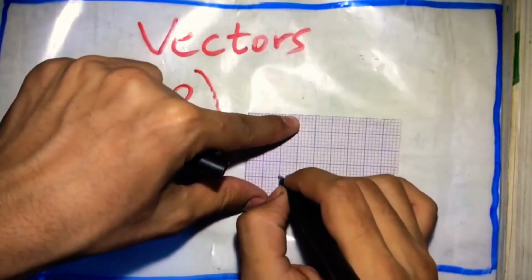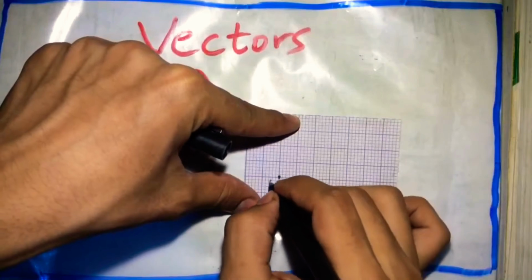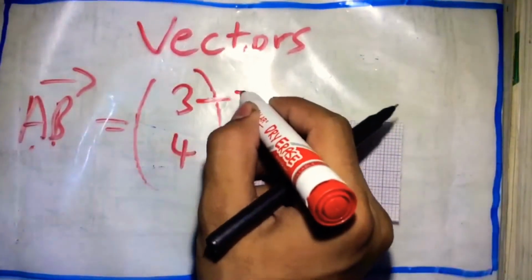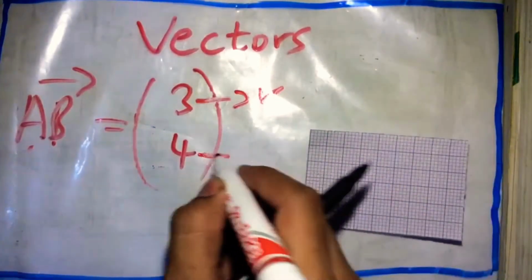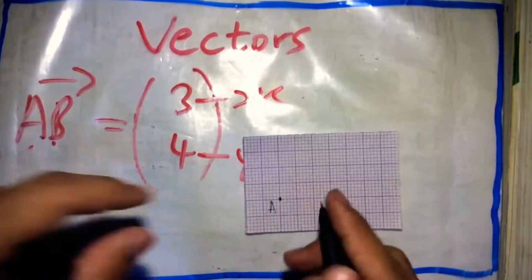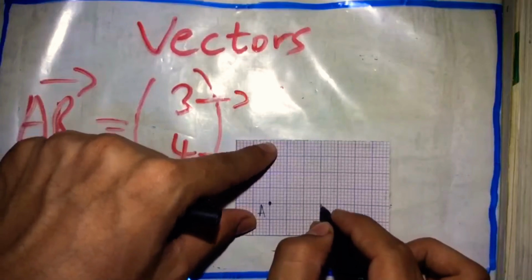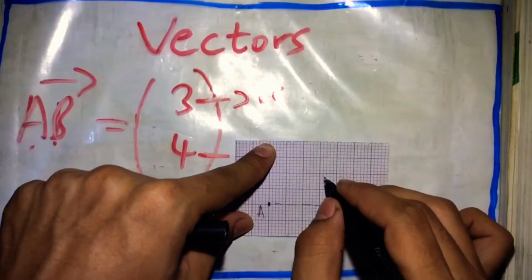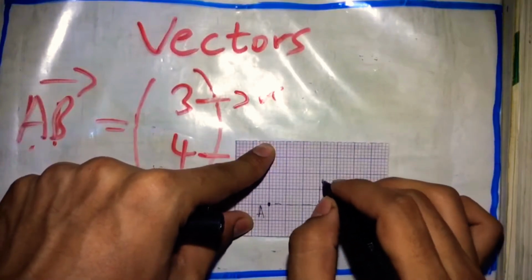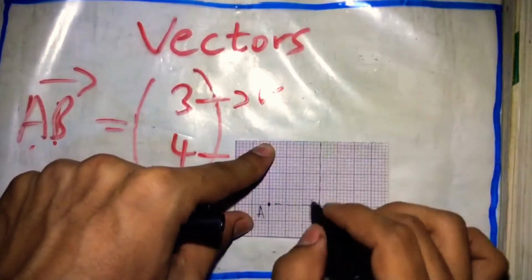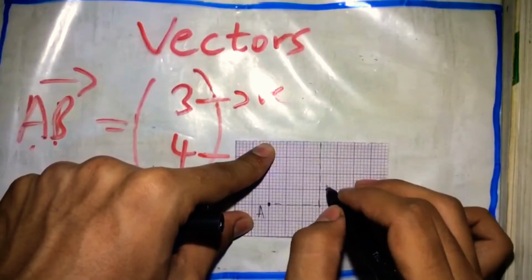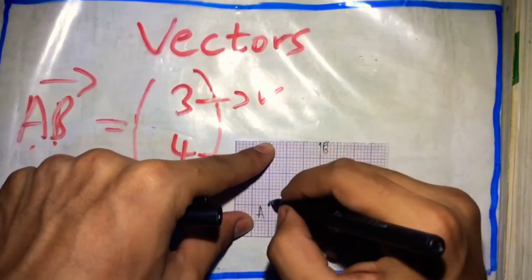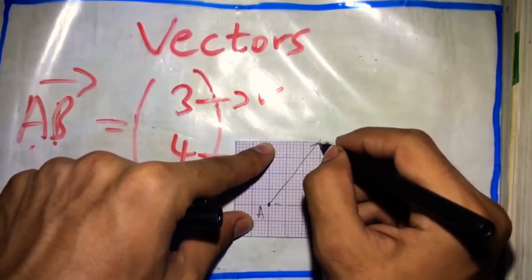and this is the point A, then this value, the upper value, represents the x-axis and this represents the y-axis. So we would move 3 spaces towards the right on the x-axis and then 4 spaces upwards on the y-axis. So 1, 2, 3, 1, 2, 3, 4. This would be B, and this is the vector AB.